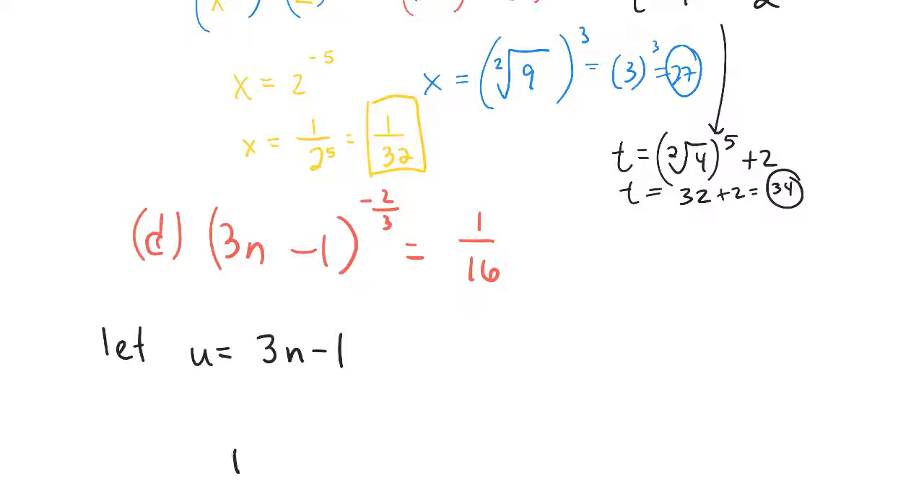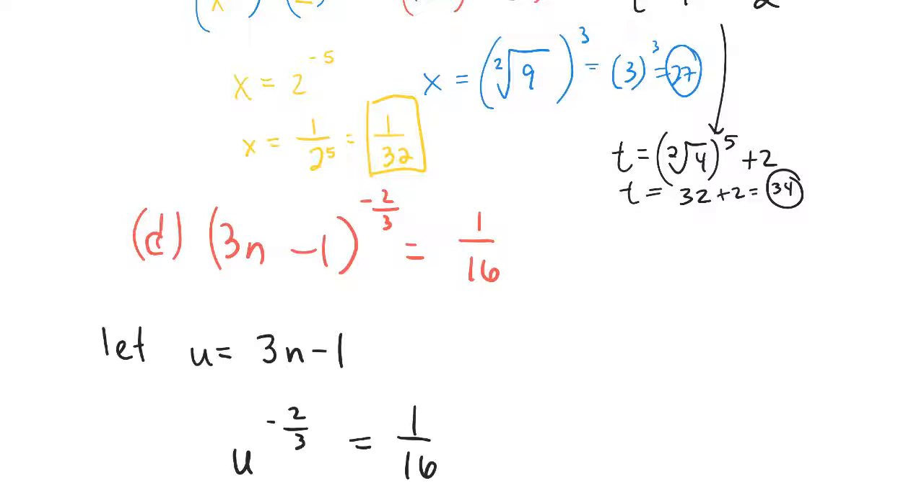Which makes my equation now this. At the end, I'll solve for u, plug that back in here, and then solve for n. Again, I'll solve for u in this equation now, plug it back in for u, and then get n. If you don't like u substitution, don't do it. You don't need it here. It's not necessary. You can easily solve this by raising both sides to the negative 3/2 power.